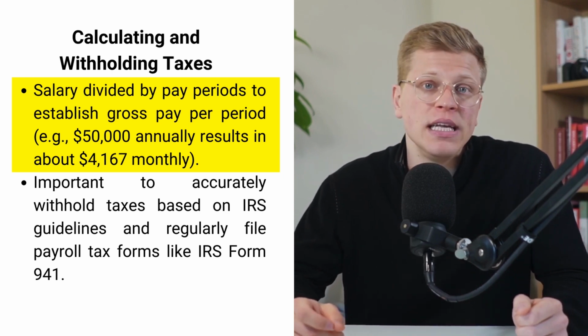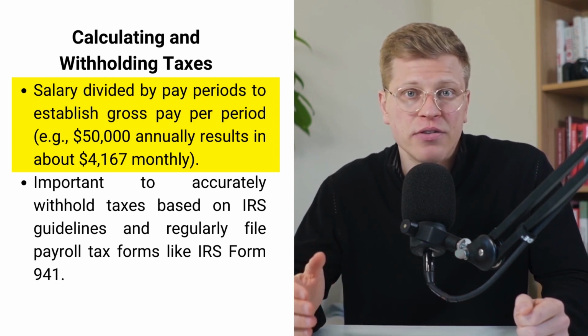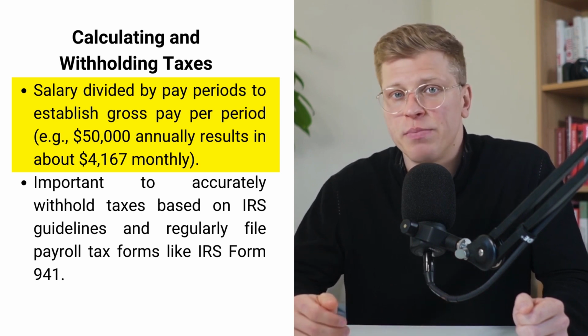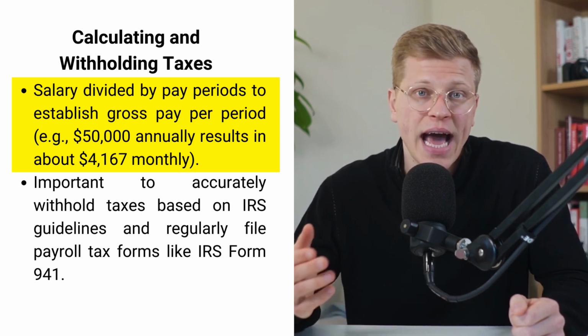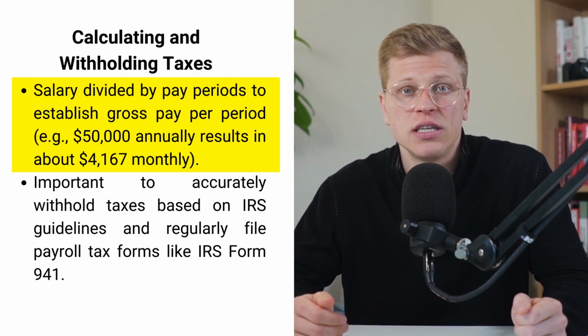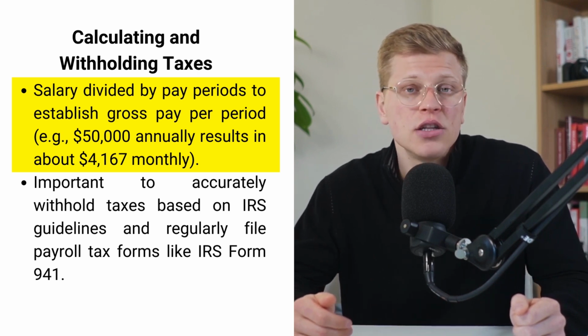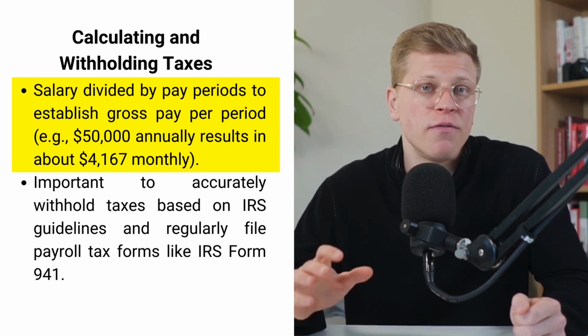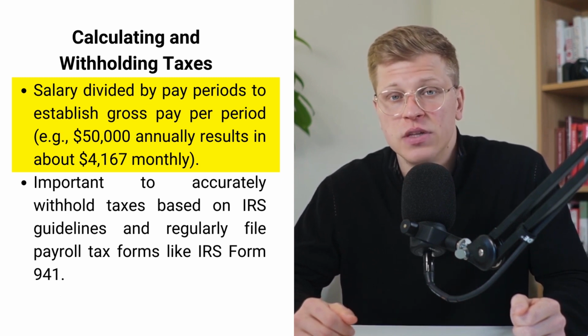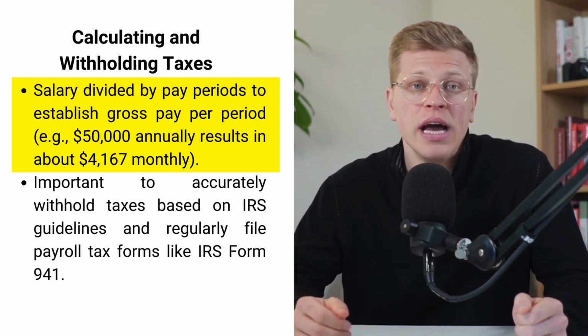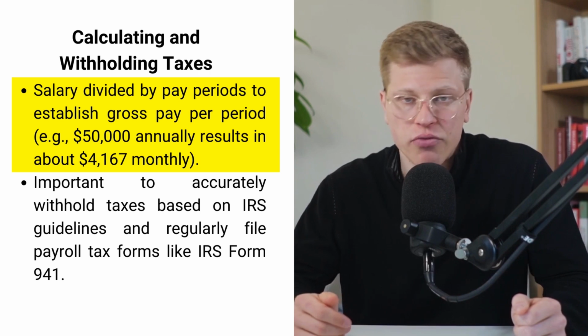The salary determined needs to be divided by the number of pay periods to ascertain the gross pay per period. For instance, if you set an annual salary of $50,000 and choose to distribute it monthly, the gross pay each month would be around $4,100. This breakdown helps in planning cash flow and ensuring each payroll is processed correctly.